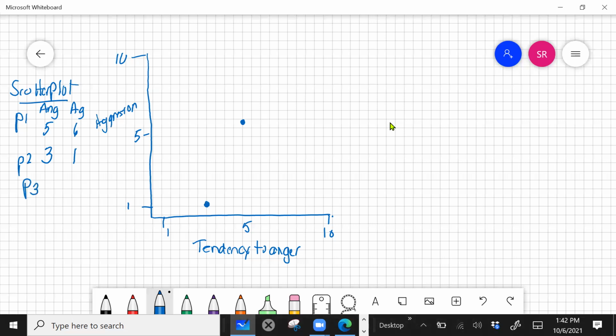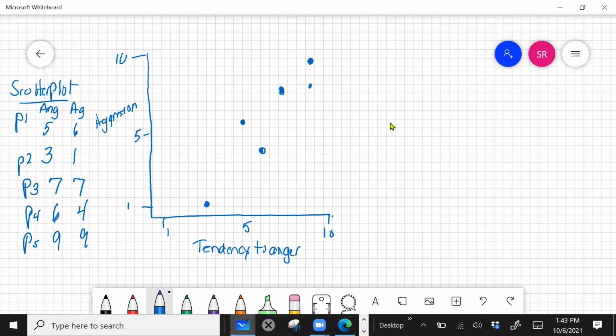Person 3 had a 7 and a 7. Their score will be right about here and so forth. Let's give 2 more people. Person 4 had a 6 and a 4. That will be right about there. Person 5 had a 9 and a 9. Their score is right about here.